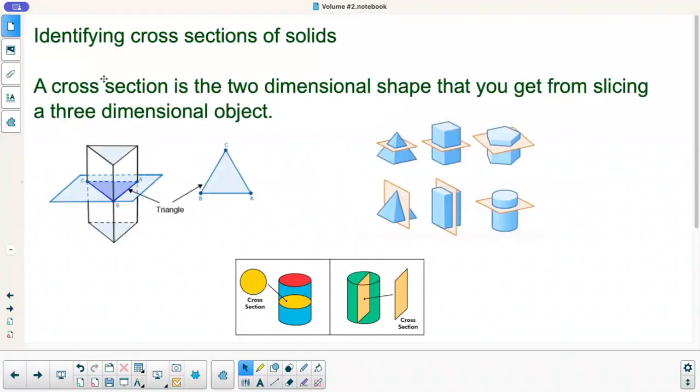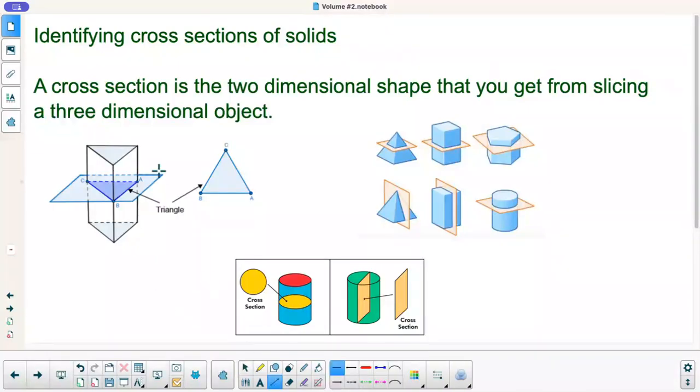All right, so what's a cross section? A cross section is the two-dimensional shape that you get from slicing a three-dimensional object. So if you look over here, I have a triangular prism. I slice it parallel to the base, and I get the same shape as the base. I get that triangle right there. Now, if I sliced it vertically, I would get a rectangle. The size of the rectangle would vary depending on how I sliced it.